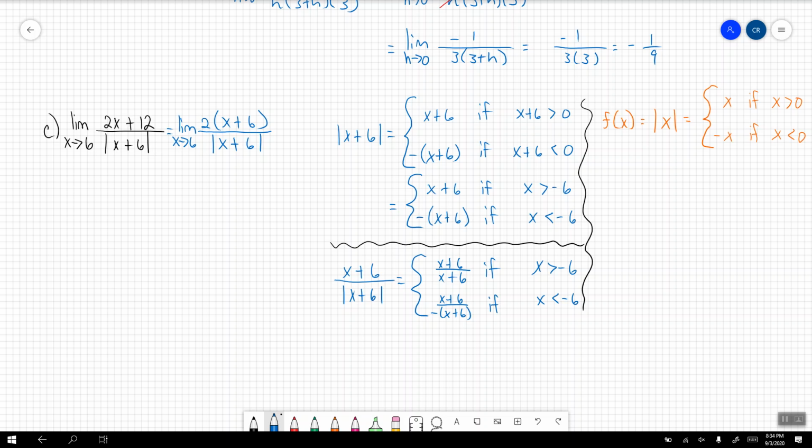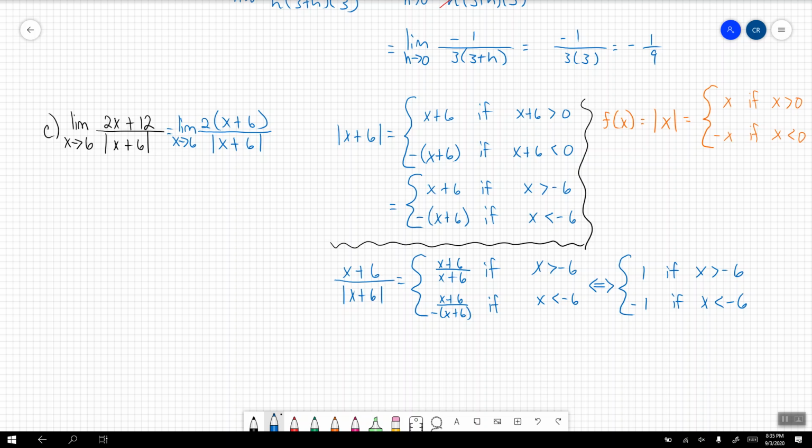Okay, that's looking good so far. So now all I need to do is simplify them. Well, check this out here. We can simplify this. Look at the first piece. The first piece we get 1 if x is greater than negative 6. And the second piece we get negative 1 if x is less than negative 6. That's interesting. Because now, again, we have a piecewise defined function.